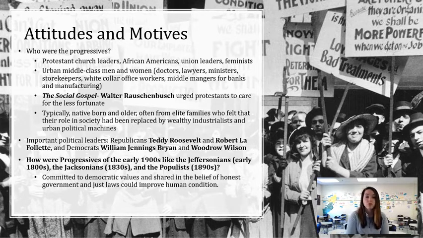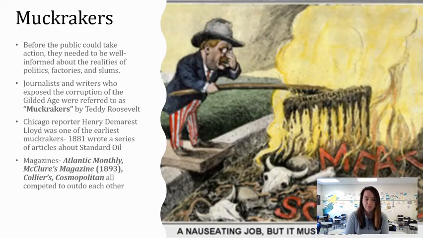And so even if you look at progressives today, there are people in Congress who call themselves progressives. What strategies are they using that are similar? What are they not doing? And how is that going to affect their success at getting those reforms?